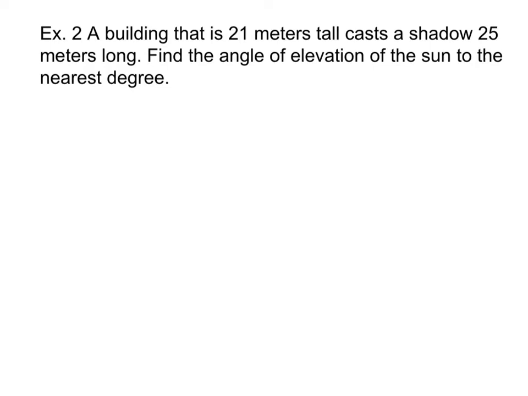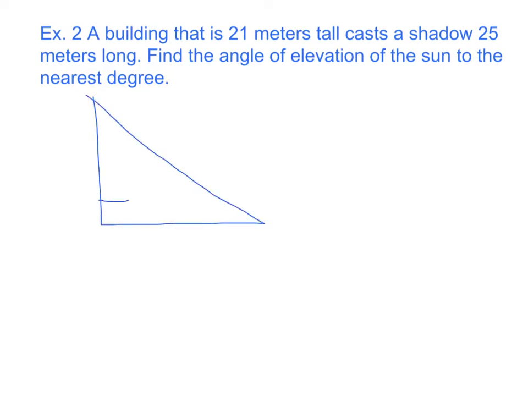In this example, it says a building that is 21 meters tall casts a shadow 25 meters long. Find the angle of elevation of the sun to the nearest degree. So I'm going to draw my right triangle again. It doesn't matter which way you face it. But here's my building. Angle of elevation, remember, meaning you're looking up. We don't have the angle this time, so we're going to call it theta. But they did tell us that the building was 21 meters tall. Here's the shadow on the ground, which is 25 meters long.